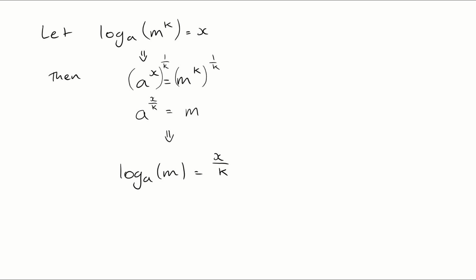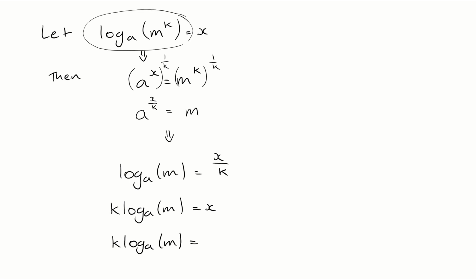So if I multiply both sides by k, I see that k times log to the base a of m is equal to x. And I know what x is equal to. So k times log to the base a of m, we denoted that at the start to be log to the base a of m to the power of k. So this is what we call our power rule of logs.